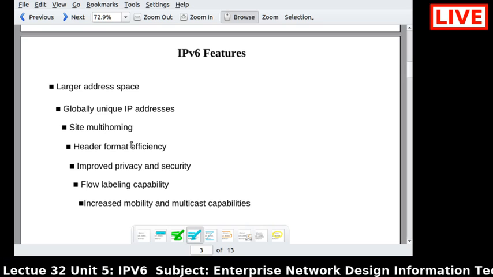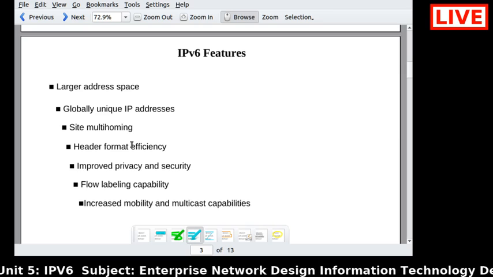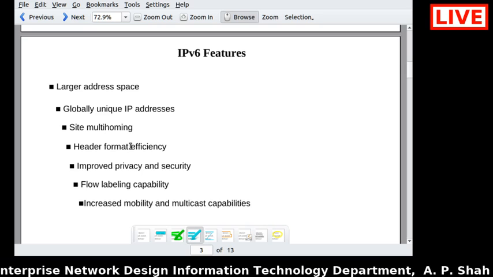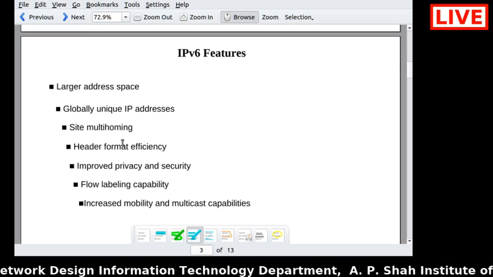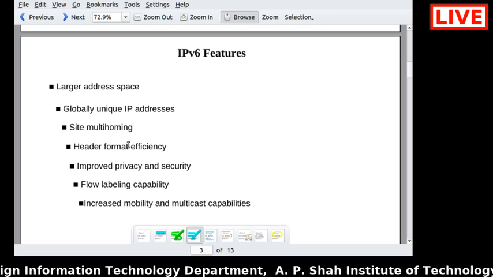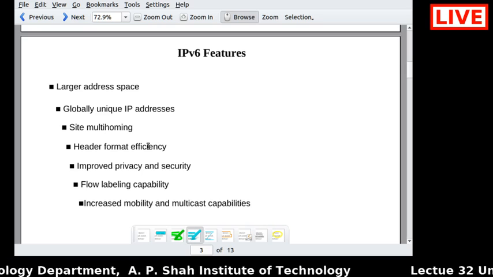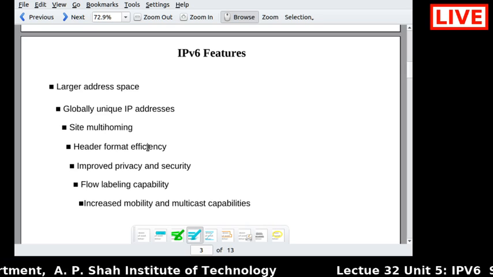Then the header format efficiency. If you see, the header is very simple in the case of IPv6, right? And it has a fixed header size that makes the processing more efficient with respect to the IPv6 header format, if you consider it.